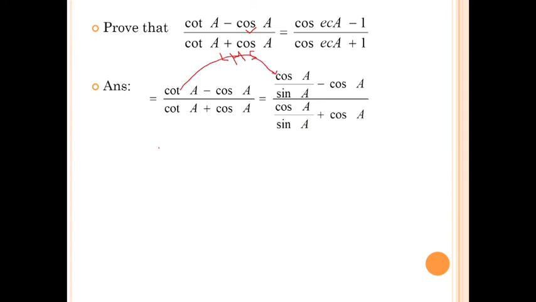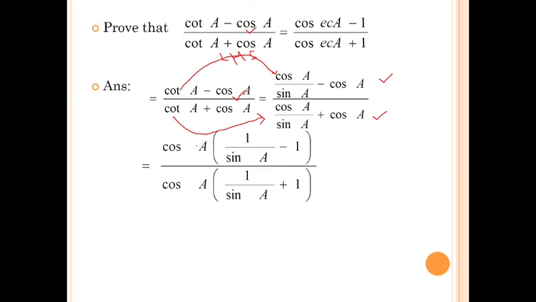Cos A by sine A minus cos A, divided by cos A by sine A plus cos A. This we haven't touched. In the next step, from the numerator we will be taking cos A outside, and similarly from the denominator also we will be taking cos A outside. That is cos A into (1 by sin A minus 1), whole divided by cos A into (1 by sin A plus 1).